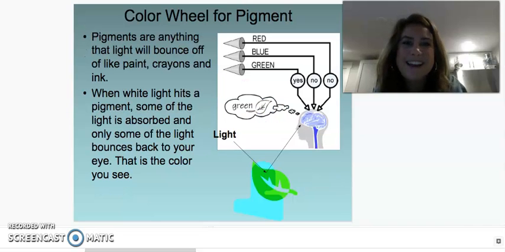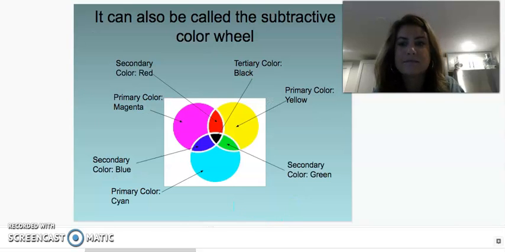The color wheel for pigments applies to anything that light will bounce off of, like paint, crayons, and ink. When white light hits a pigment, some of the light is absorbed and other light is bounced back. Remember, what bounces back is what we are seeing. It can also be called the subtractive color wheel.